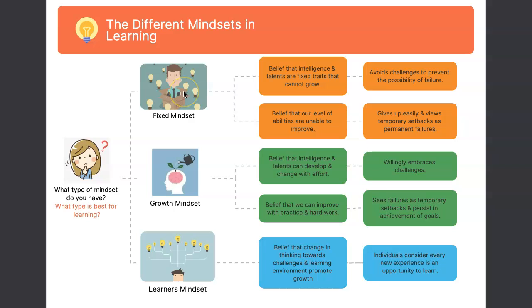At the top of the infographic, the fixed mindset states the belief that intelligence and talents are fixed traits that cannot grow and that our levels of ability is unable to improve. In the beginning of the hair program, frustration to be perfect on the student's first attempt is commonplace, which reflects a fixed mindset. If this mindset is not addressed and the learner does not shift towards a more positive one, the avoidance of challenges and giving up will occur as the learner will view that these setbacks are permanent failures.